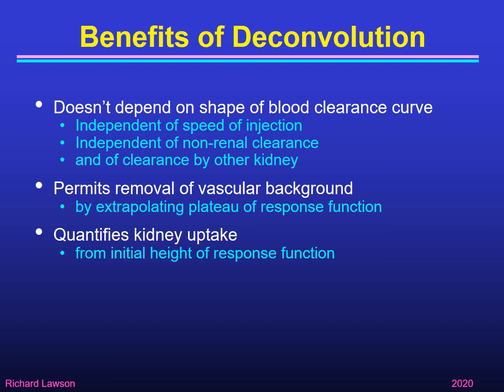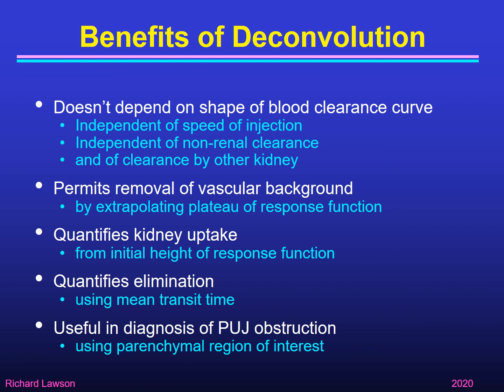And it quantifies the kidney uptake from the initial height of the response function, so we can get an accurate measure of relative function from it. Most importantly, it quantifies elimination using the mean transit time and gives us a number for the mean transit time. It's therefore quite useful in the diagnosis of Pelvi-Ureteric junction obstruction, as long as we can define the parenchymal region of interest to get the parenchymal transit time as well as the whole kidney transit time.